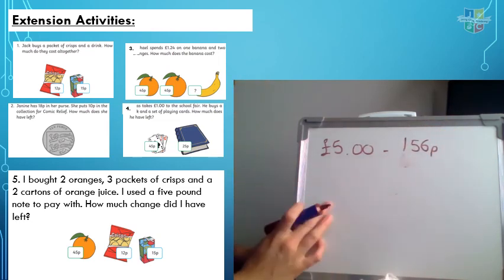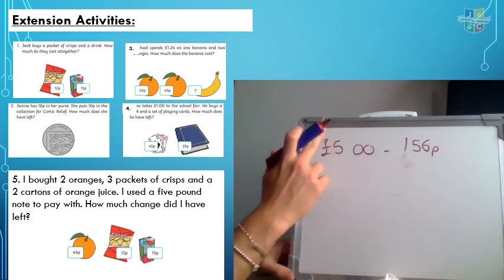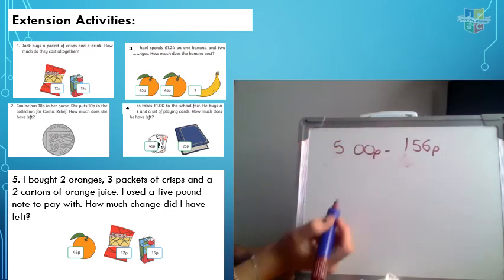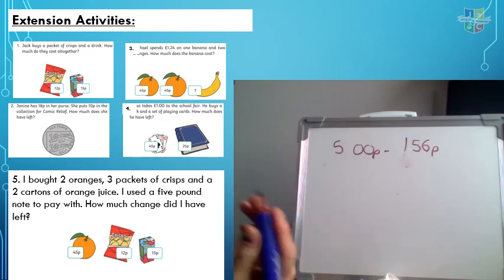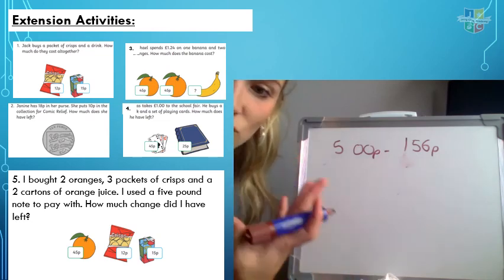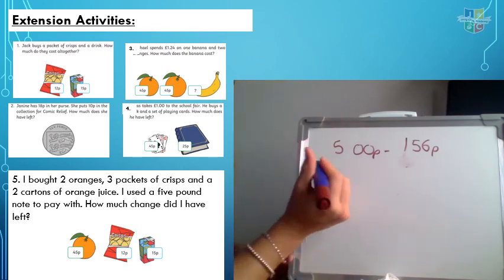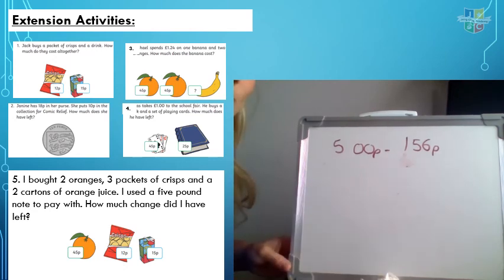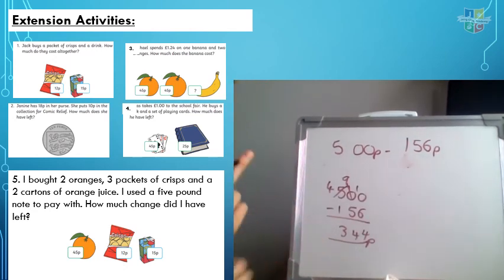Now I could convert them all into pence. So in £5 I know there's going to be 500 pence. So I could do 500, take away 156. I could use column method for that, which would look something like this. So I've worked it out.